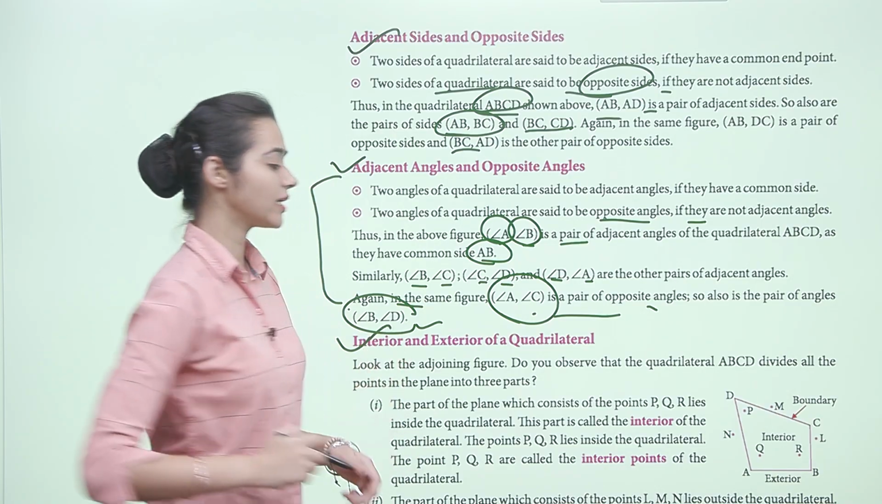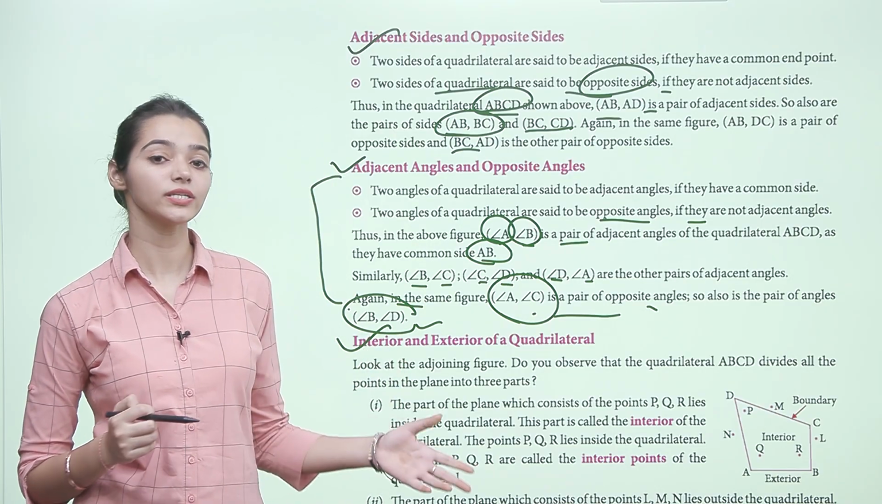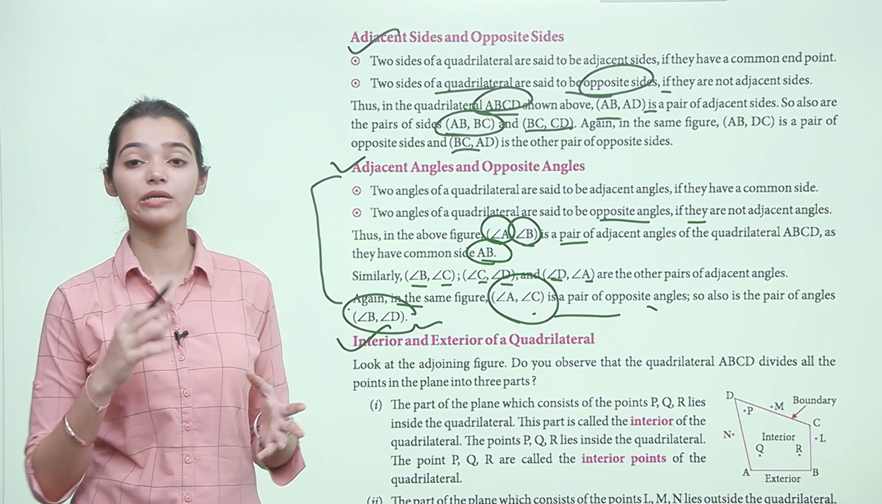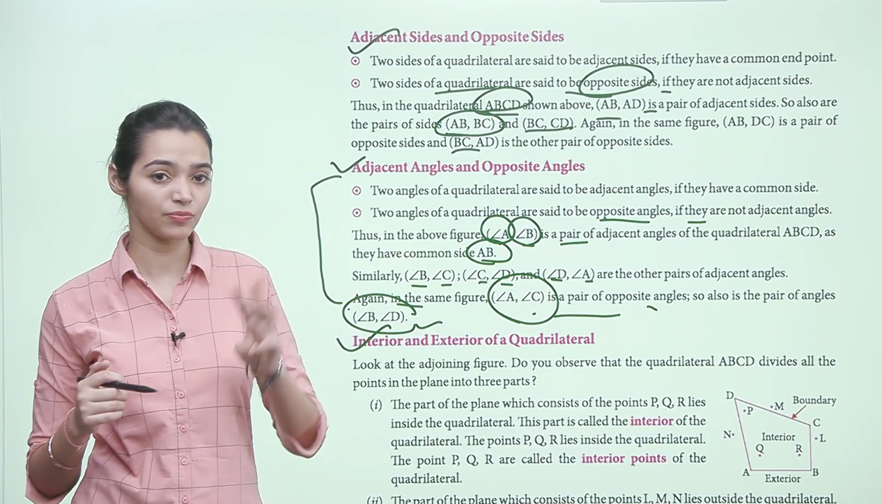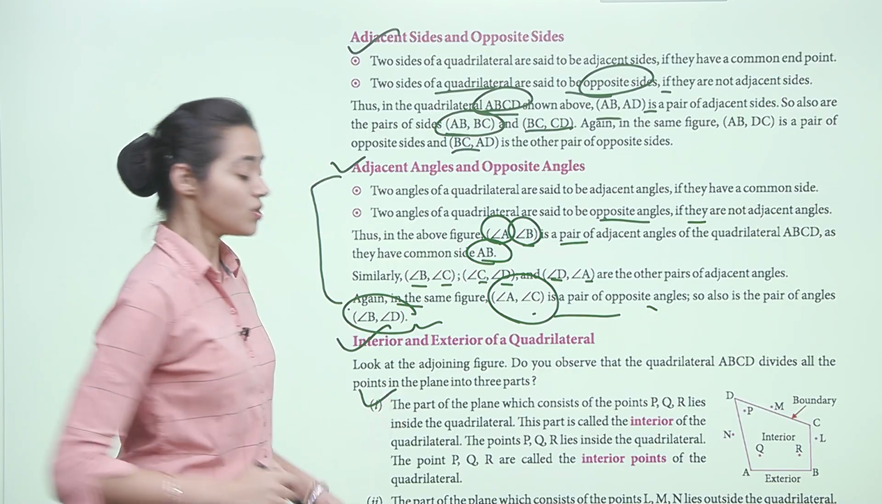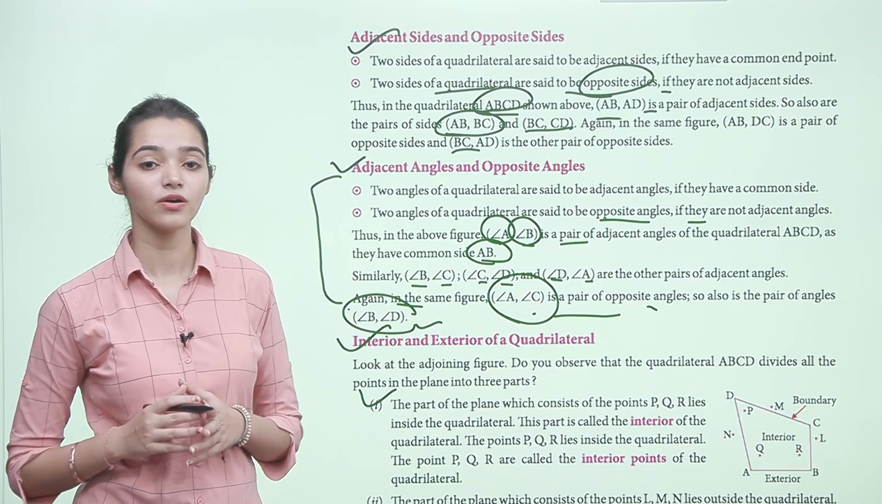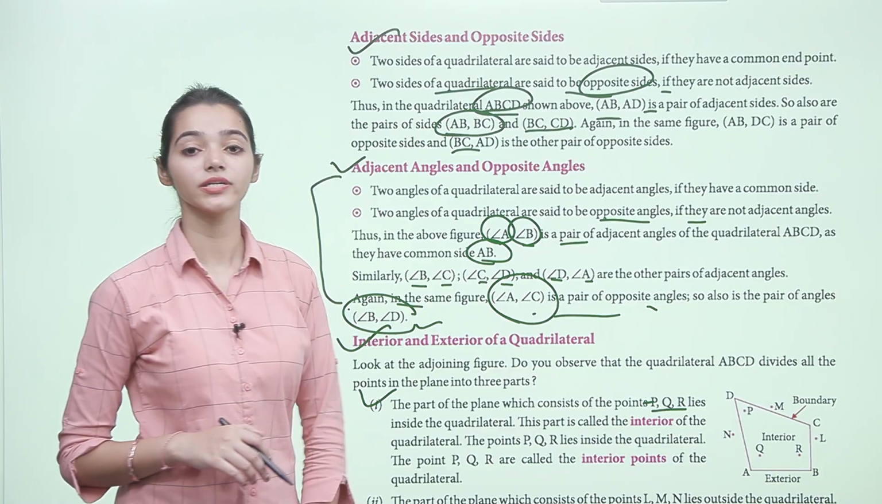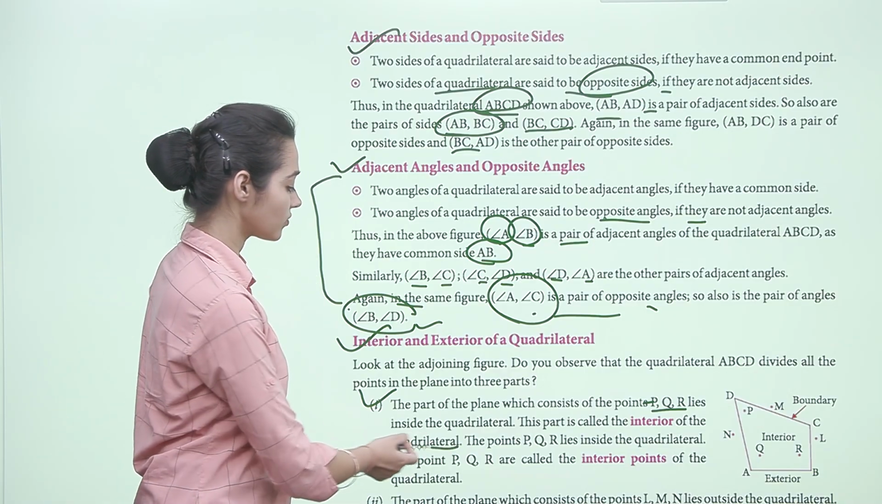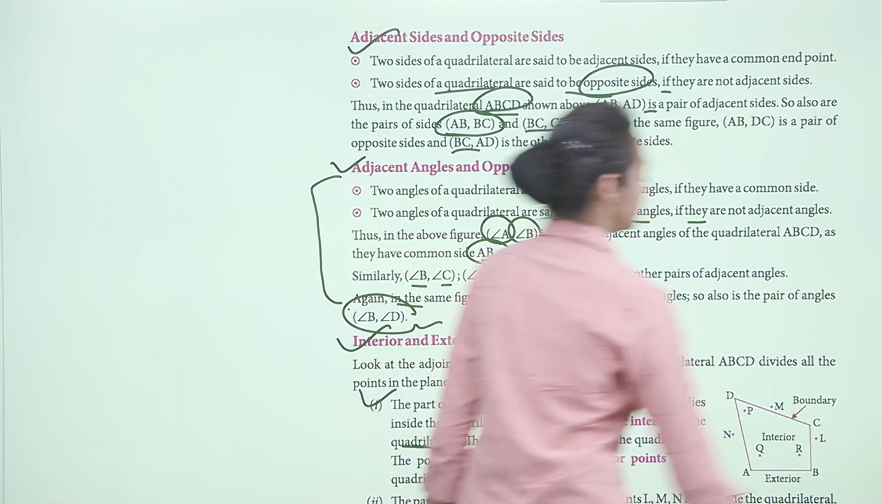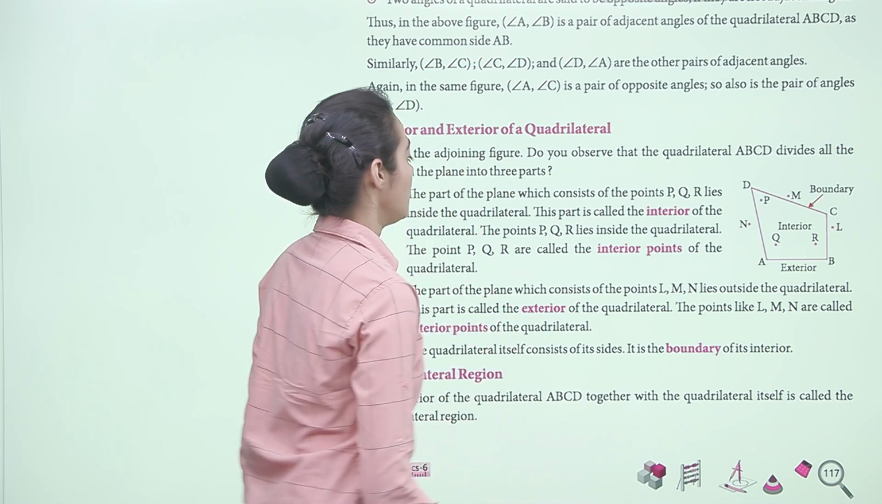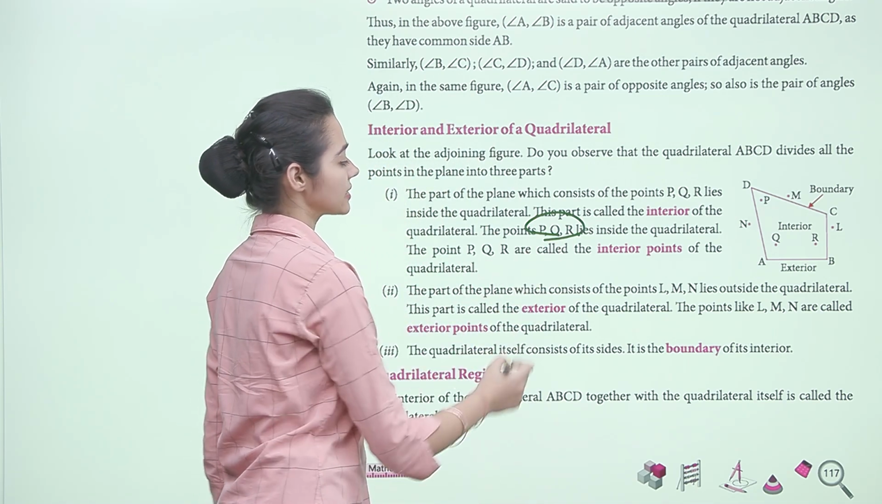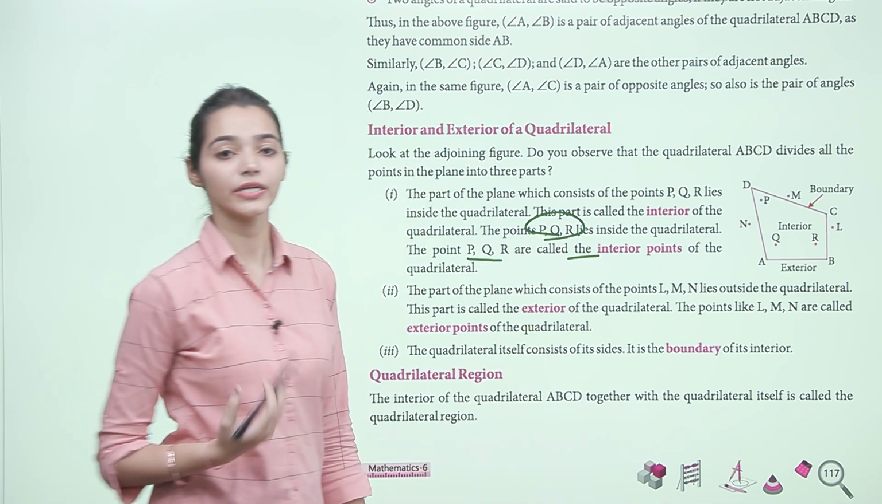Now let's start with the interior and exterior of a quadrilateral. Now look at the following figure. Do you observe? Quadrilateral ABCD divides all the points into 3 parts. The first one is the part of the plane which consists of points P, Q, R inside the quadrilateral, and that is called the interior of the quadrilateral. Now the points P, Q, R lie inside, so P, Q, R are our interior points.